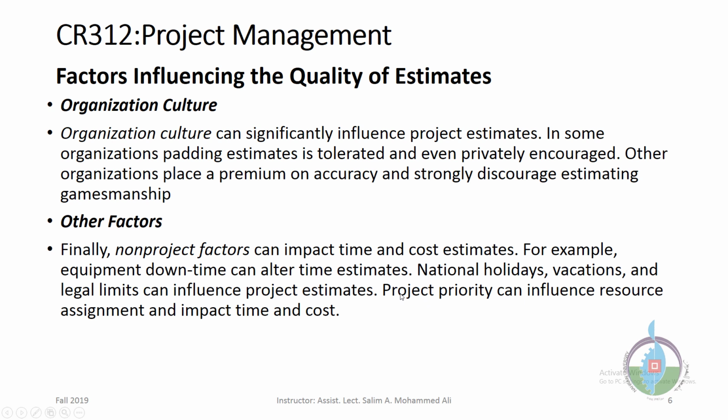Sometimes project priority can influence resource assignment and impact time and cost. For example, a company currently working on several projects, say 5 projects, and suddenly they choose to prioritize projects 1 and 2 over 3, 4, and 5. So they need the full resources for these 2 projects. This may greatly affect the quality of estimates of projects 3, 4, and 5. These are factors that need to be considered when making estimates for a project.